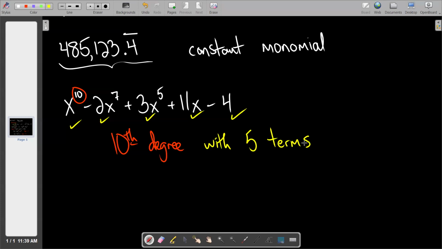If you look it up online, it's probably like a decic quinomial or something like that. I don't even know. I'd have to look it up. I think 10 is decic. But like I said, after 5, we don't care. After 3 terms, we don't care. So that's what we would call it.